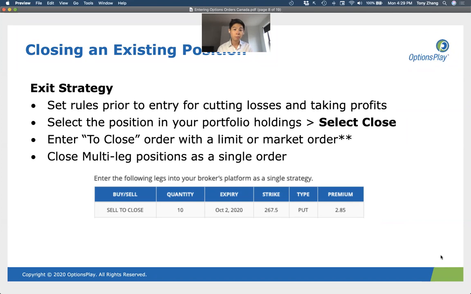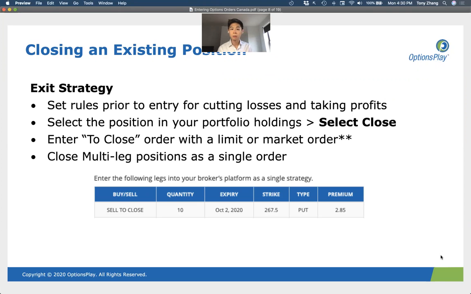We know that as the market fluctuates, sometimes the trade goes in our favor and we panic and say, okay, maybe I take profits, and you take profits too early. Or maybe the trade goes against you immediately and you're not sure what to do, and you're holding on to the trade hoping that the stock comes back. You never want to be in that position.